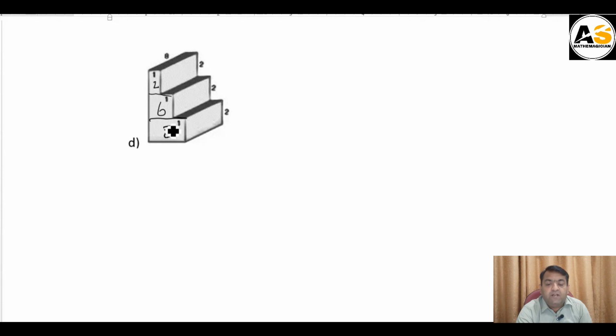So what is the total area of cross section? Area is 2 plus 6 plus 8. This is 16 centimeters square. And volume of this shape will be 16 multiplied by this length, which is 8.